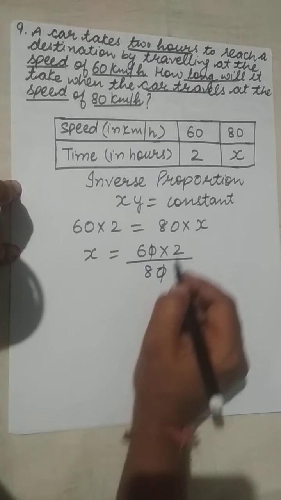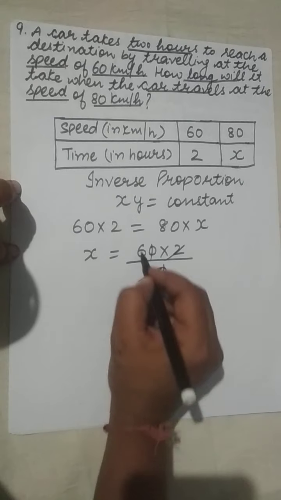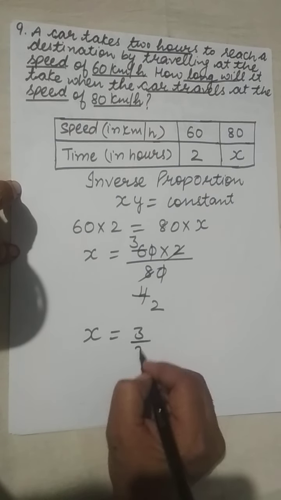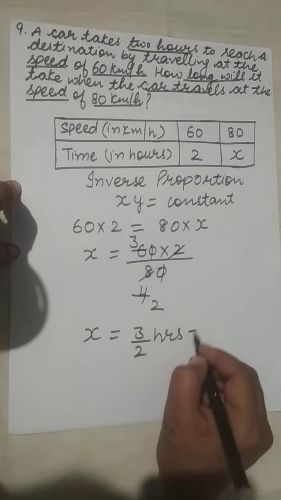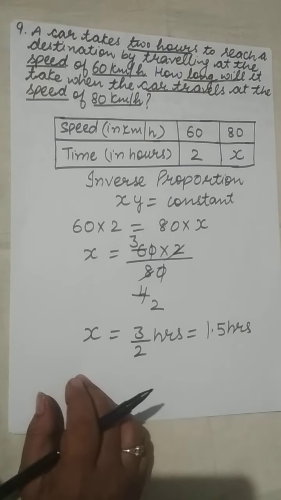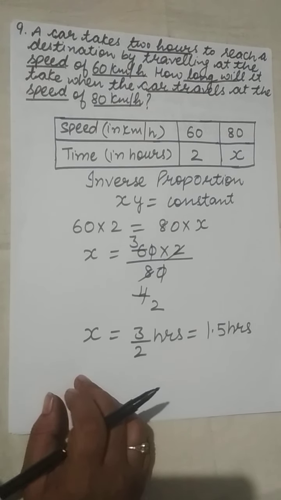0 and 0 cancel. 2 4s are 8. 2 2s are 4. 3 2s are 6. x is equal to 3 by 2 hours or 1.5 hours. So the car will take 1.5 hours at the speed of 80 km per hour to cover the same distance.